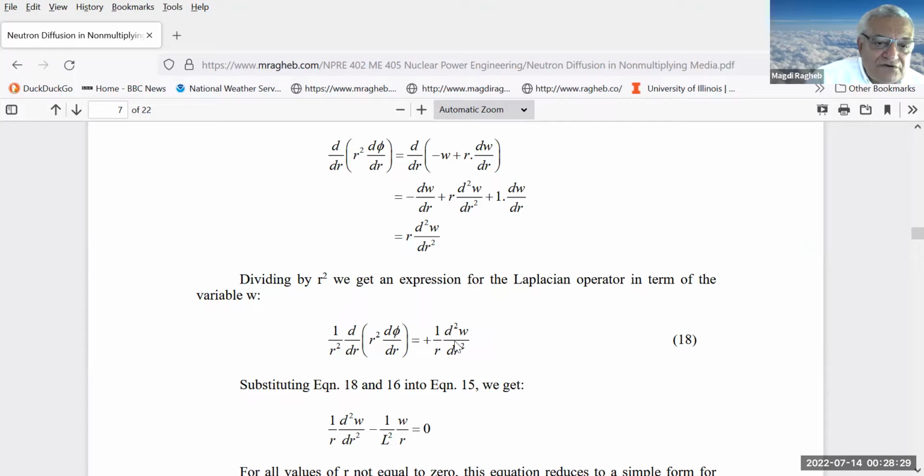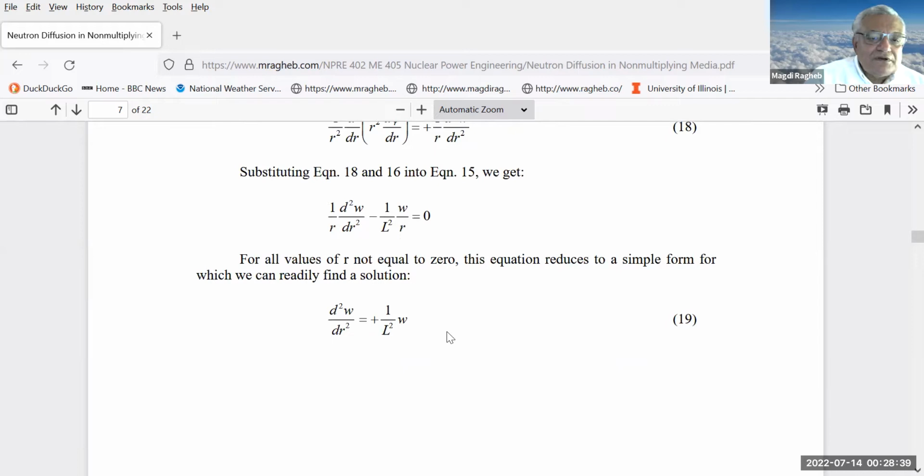And if we take that value and substitute it here, I can again cancel the r from both sides. And for all values of r not equal to 0, look what we get here: d squared w by dr squared is equal to plus 1 over L squared w. Oh, wonderful. This is what we spent some time figuring out as the damped oscillator, in the sense that the sign is positive rather than negative as for the simple harmonic oscillator. Now we know the solution for that w here.